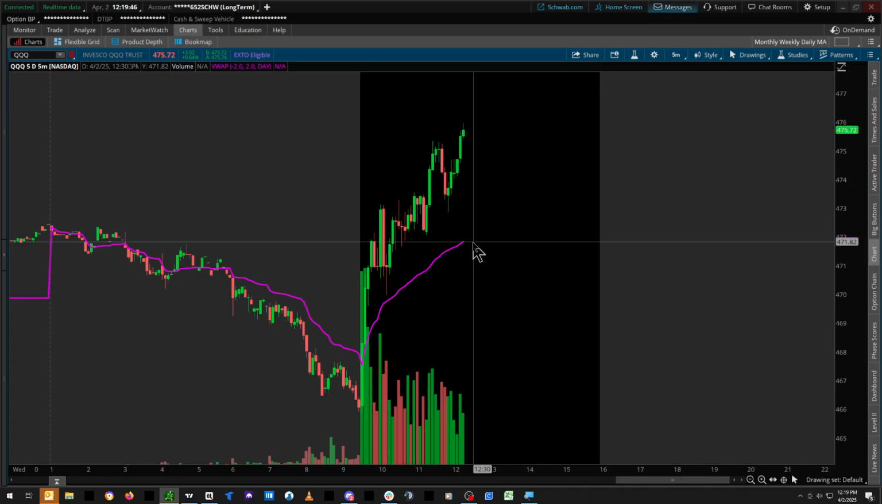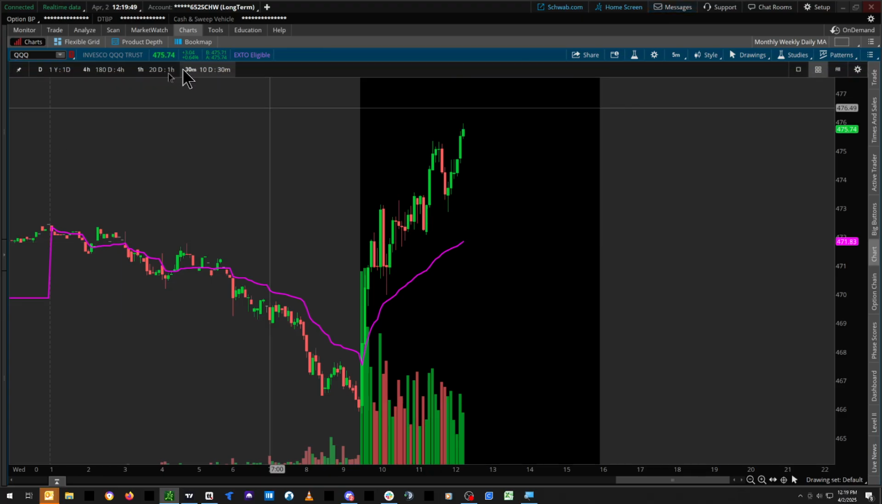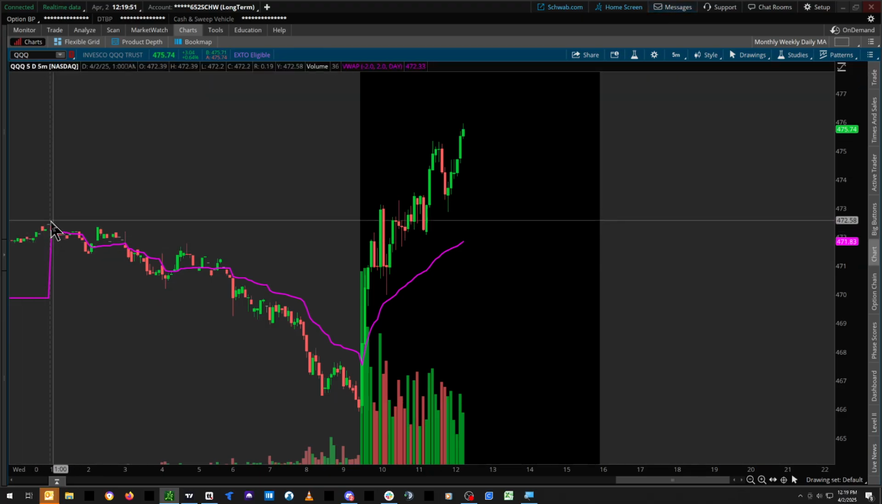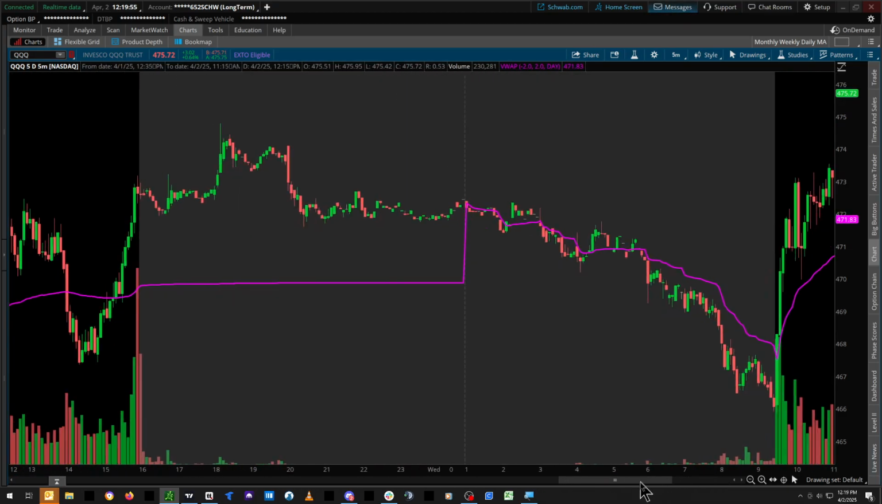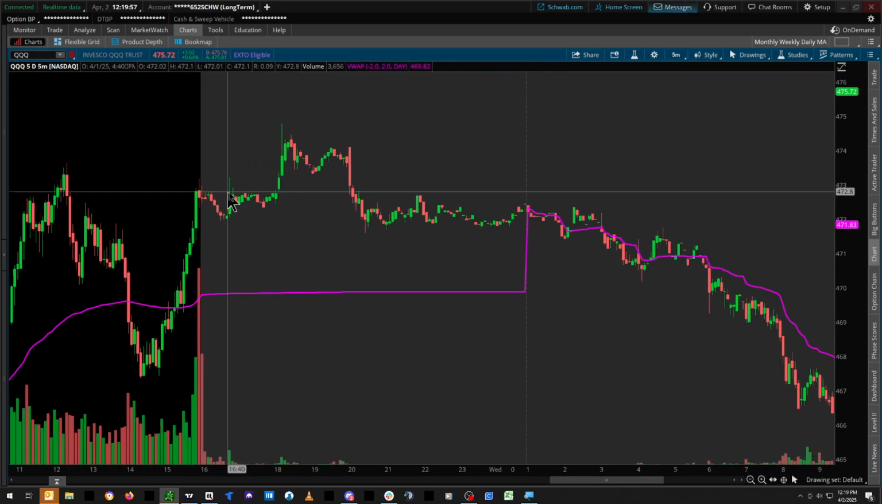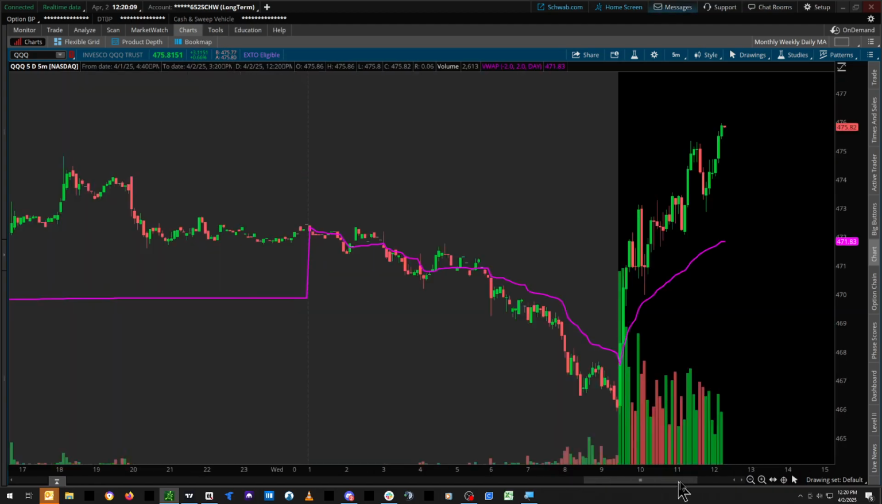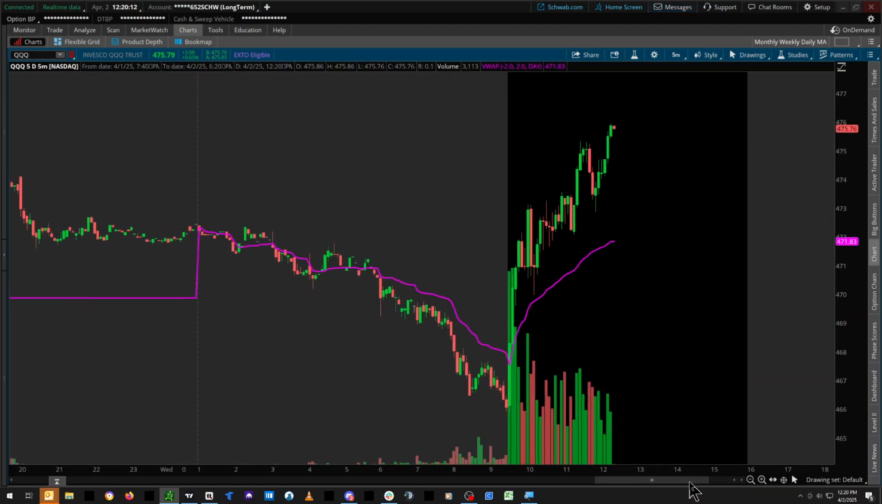Because you have to go back and start the calculation. On equities, we start the calculation at midnight. On futures, we start the calculation at 6 p.m. Eastern. Right here is when we start VWAP calculations. So different platforms get it, some get it right, some don't. So just stuff to remember.